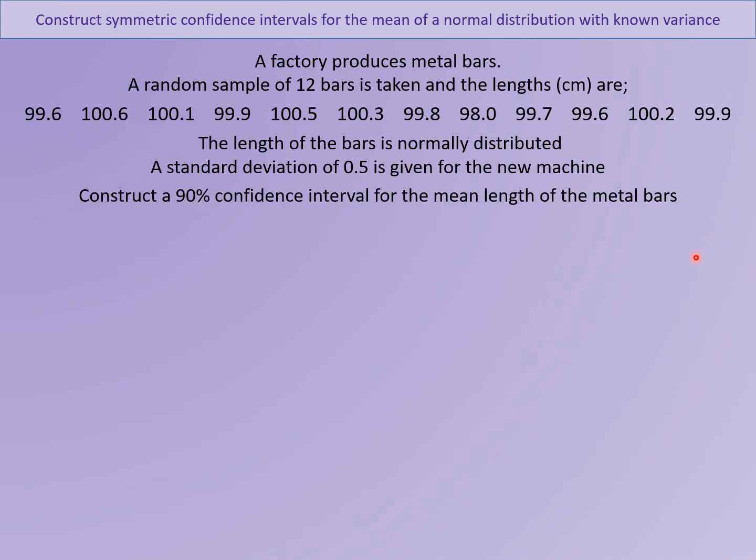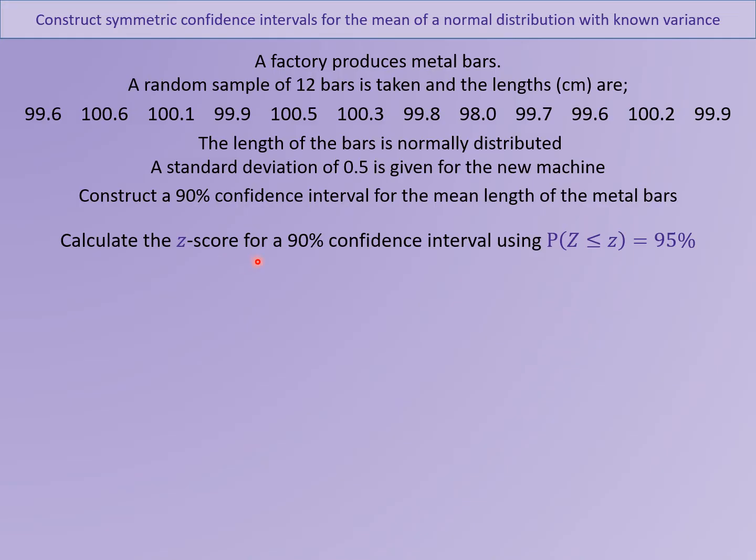Okay, so pause it there, make use of your notes, see whether you can construct a 90% confidence interval for the mean length of the metal bars. Okay, so just a reminder then, a confidence interval is two numbers and you are 90% confident that the actual parent mean lies between those two numbers. That's what we're going to find out now.